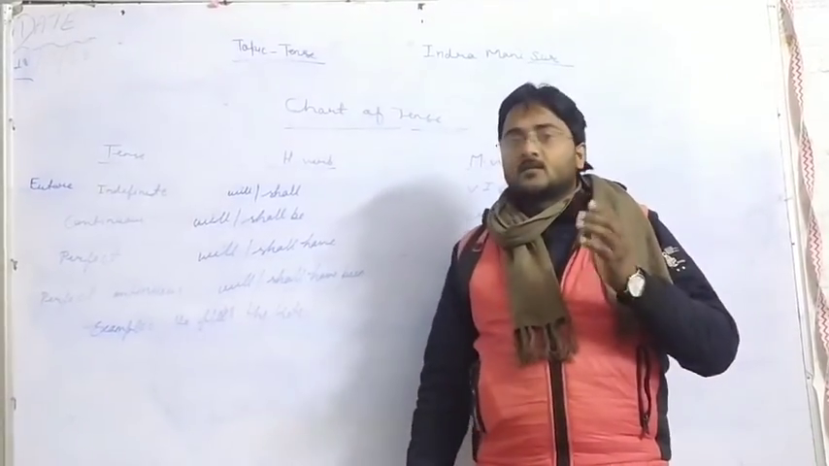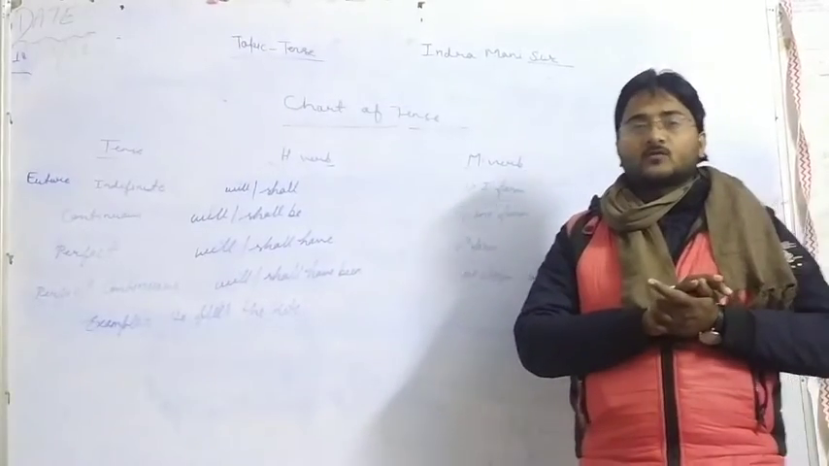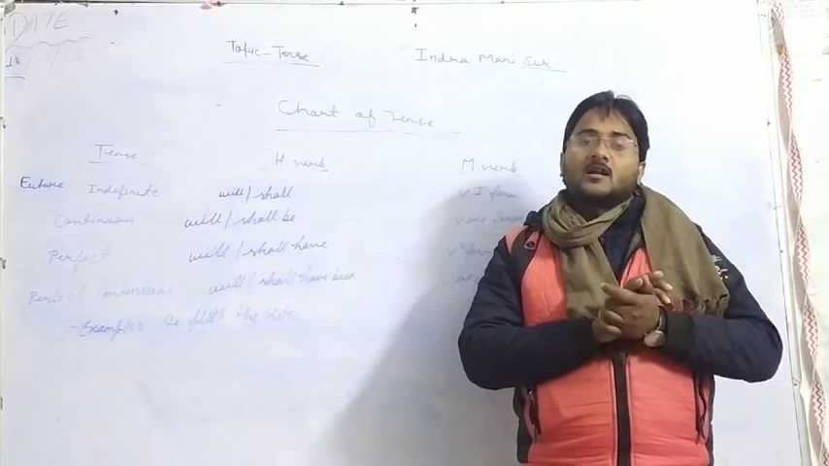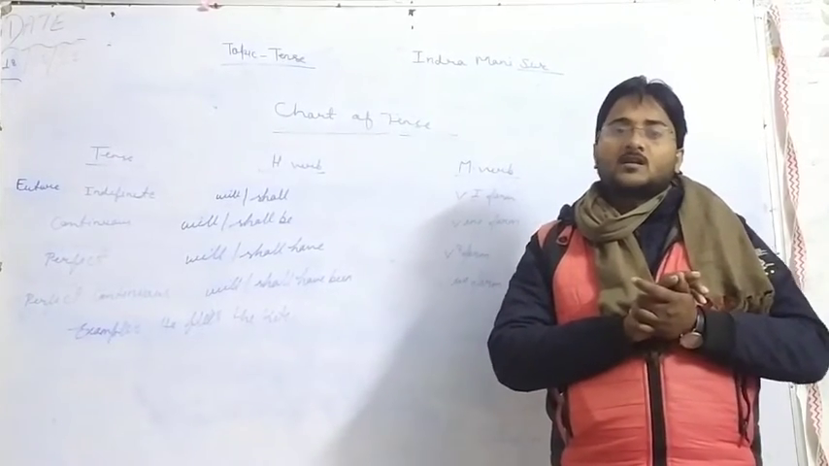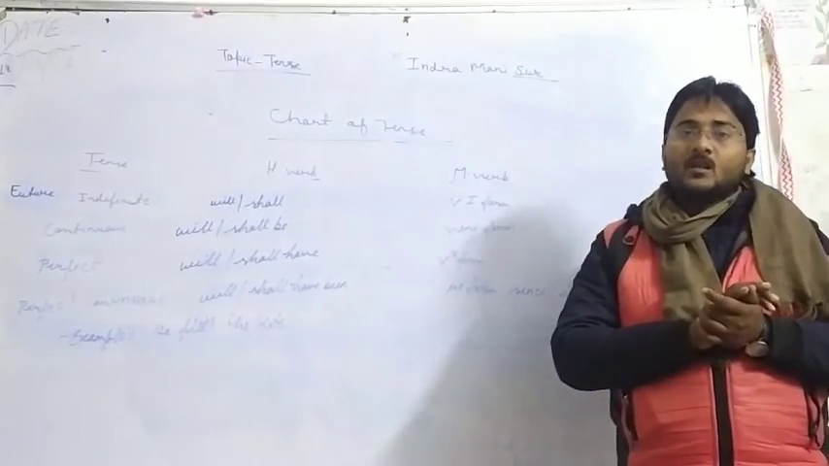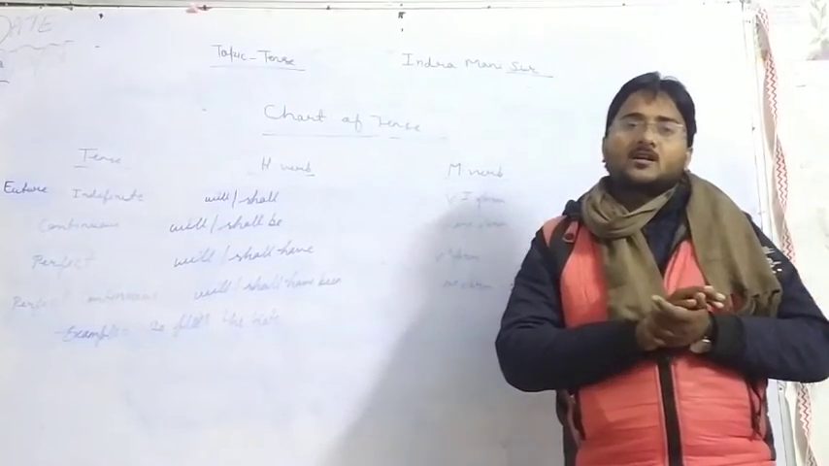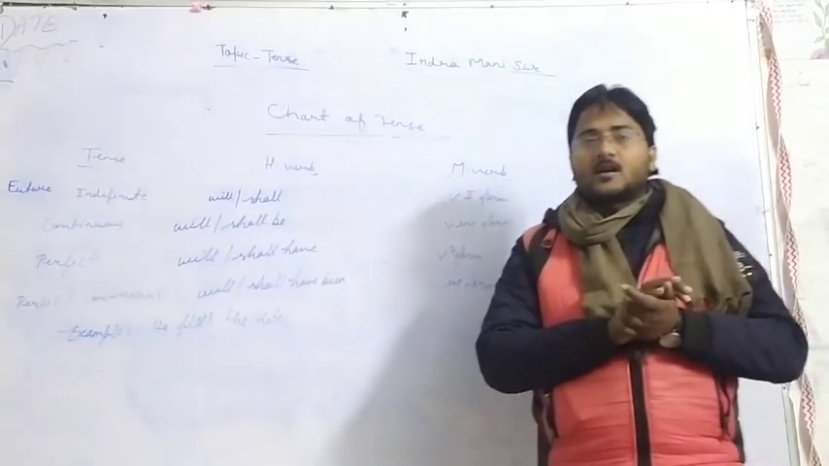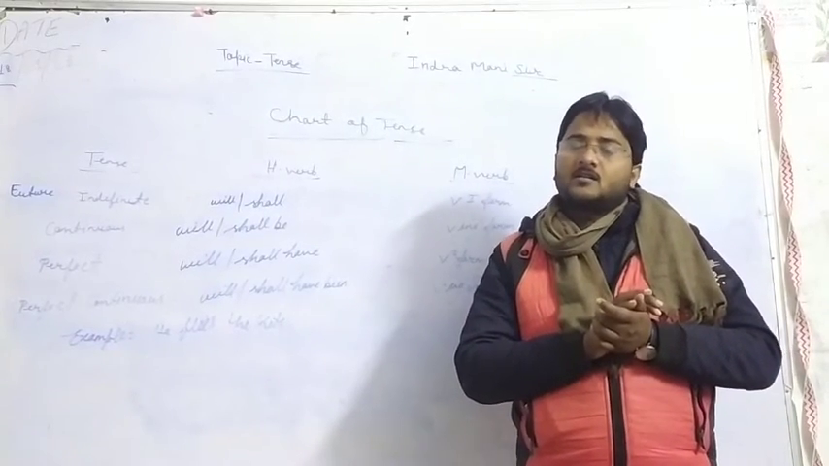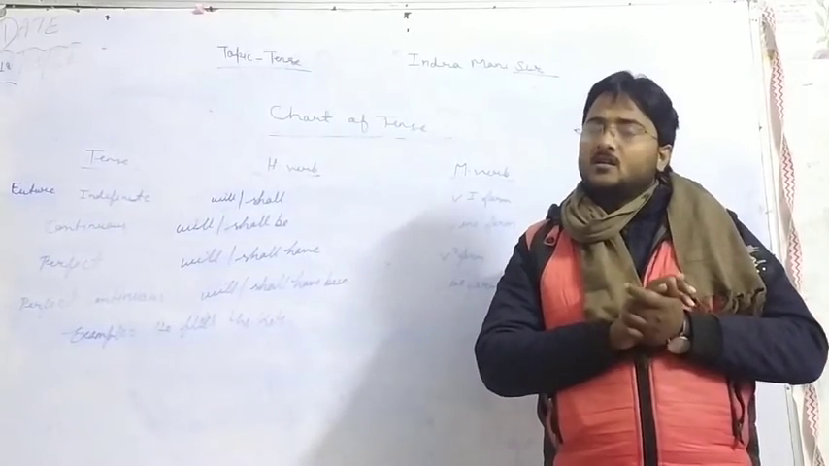And in present perfect tense: he has flown the kite, he has not flown the kite. Has he flown the kite? Why has he flown the kite? Has he not flown the kite? Why has he not flown the kite? And in present perfect continuous tense: he has been flying the kite, he has not been flying the kite. Has he been flying the kite? Why has he been flying the kite? Has he not been flying the kite? Why has he not been flying the kite?